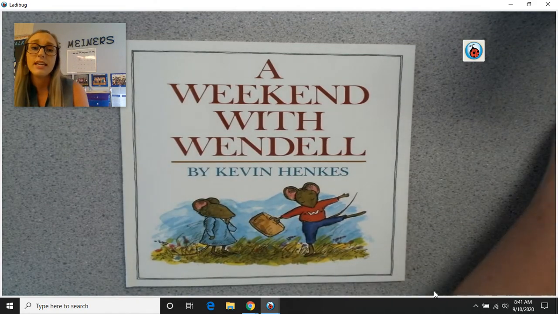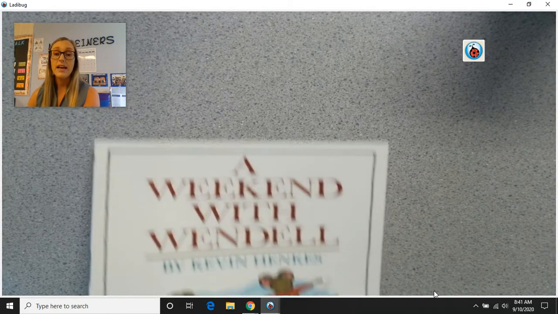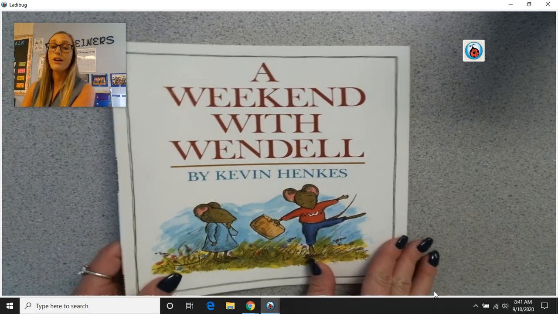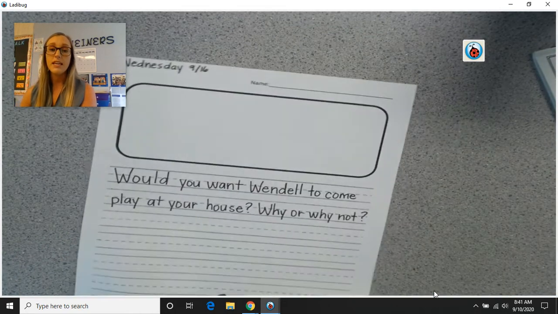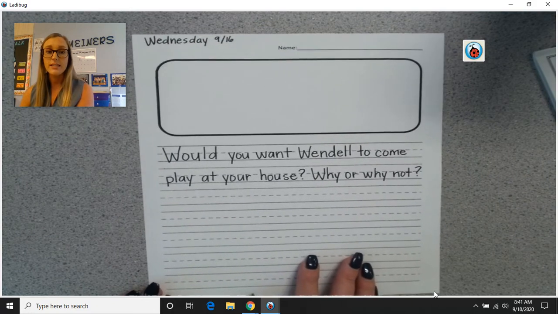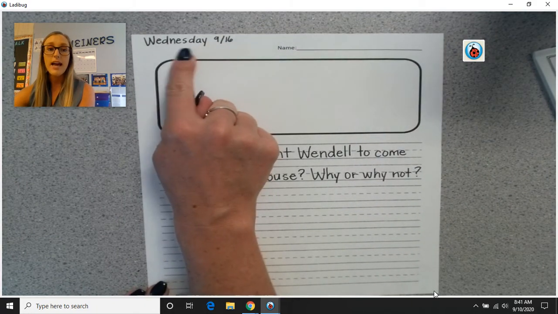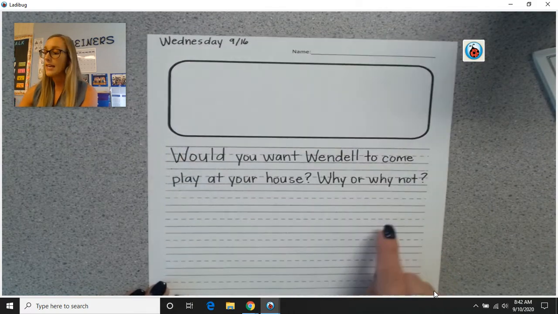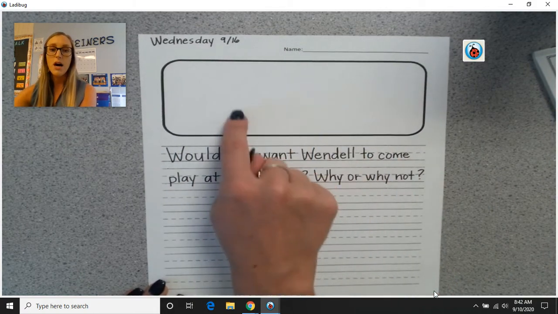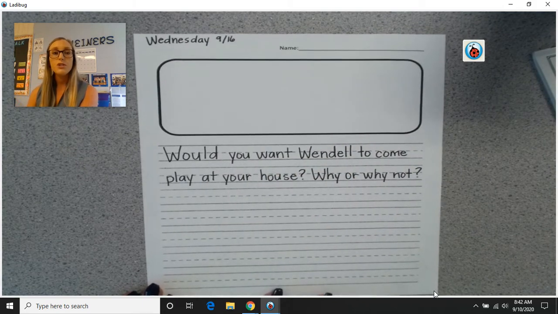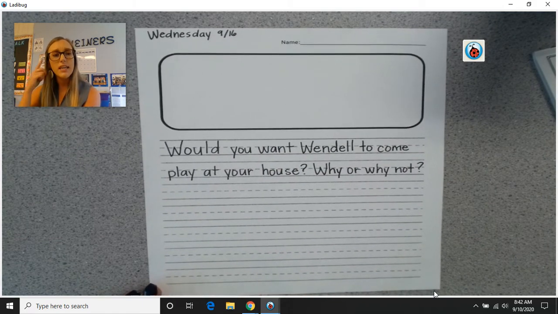And now I'm going to give you your activity. Now, this story was for Tuesday, but your activity is going to be Wednesday. You're going to find something in your folder that looks like this. It has Wednesday at the top, okay? And it's got lines down here for you to write and then a blank box for you to draw a picture. So your job now is to think about the story A Weekend with Wendell, and you can go back and listen if you need to.